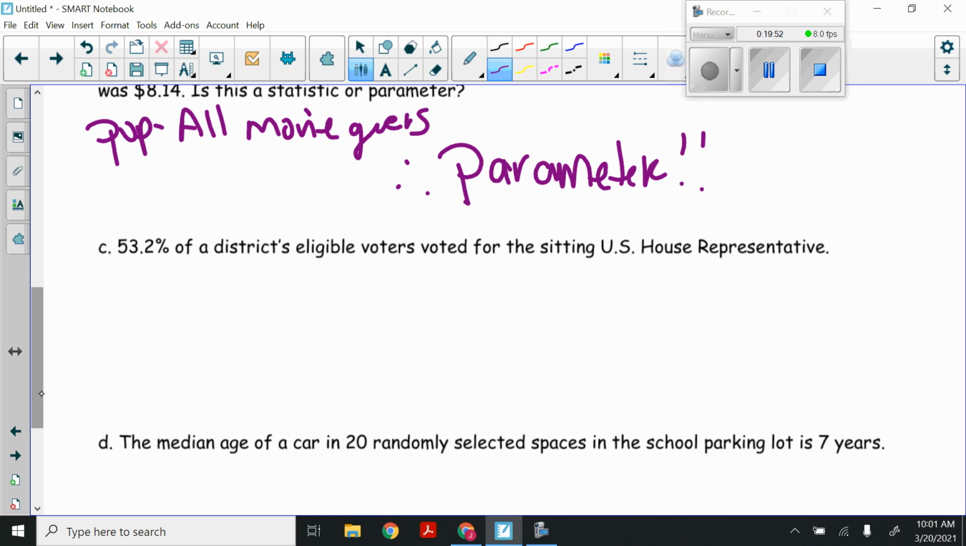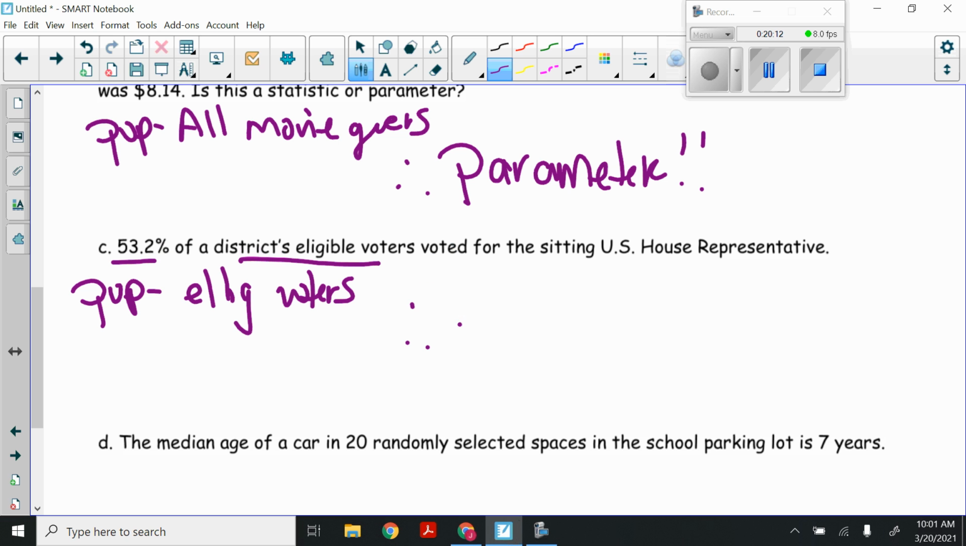Part C, 53.2% of a district's eligible voters voted for the sitting U.S. House representative. The population are eligible voters, right? We're talking about all of the eligible voters, 53.2%. Therefore, again, it's a parameter because they're talking about the entire population.